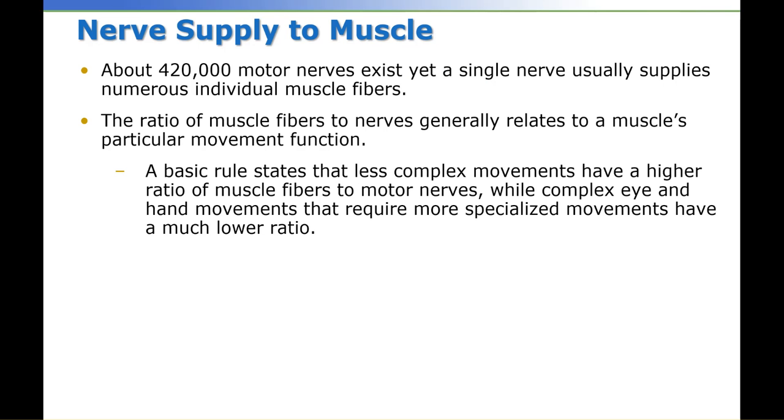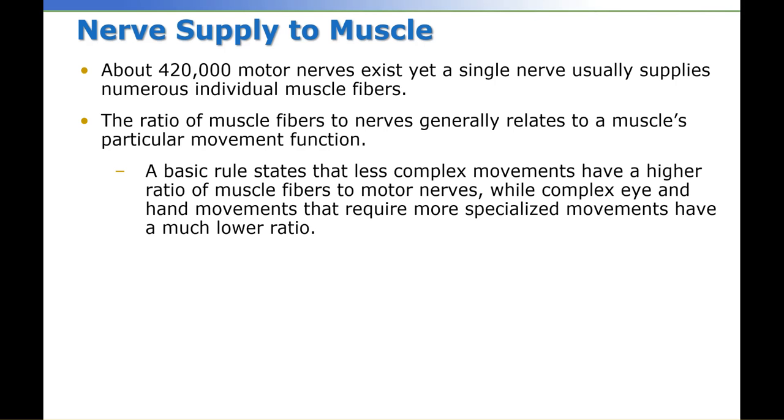About 420,000 motor nerves exist, yet a single nerve usually supplies numerous individual muscle fibers. The ratio of muscle fibers to nerve generally relates to the muscle's particular movement function. The basic rule is that less complex movements have a higher ratio of muscle fibers to motor nerves, while complex hand movements require more specialization and have much lower ratios.